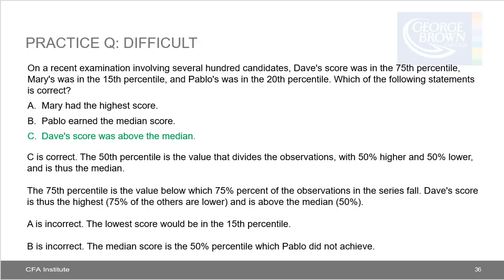So the correct answer is C, Dave's score was above the median. The 50th percentile is the value that divides the observations with 50% higher and 50% lower, and is thus the median. Therefore, the 75th percentile is the value below which 75% of the observations in the series fall. Dave's score is thus the highest. 75% of the others are lower, and it is above the median. So A is incorrect because the lowest score would be in the 15th percentile, and B is incorrect because the median score is the 50th percentile, which Pablo did not achieve.